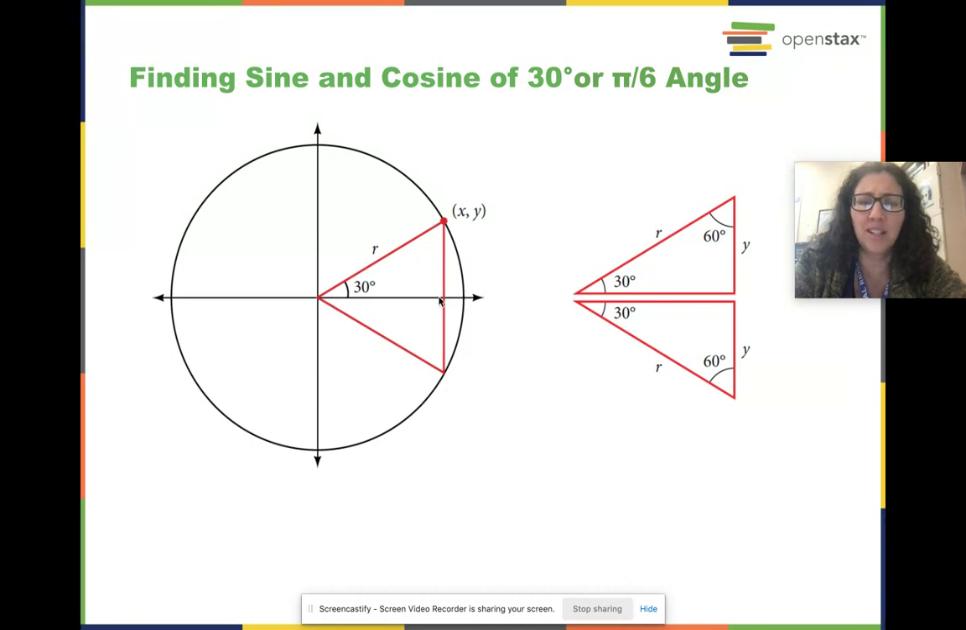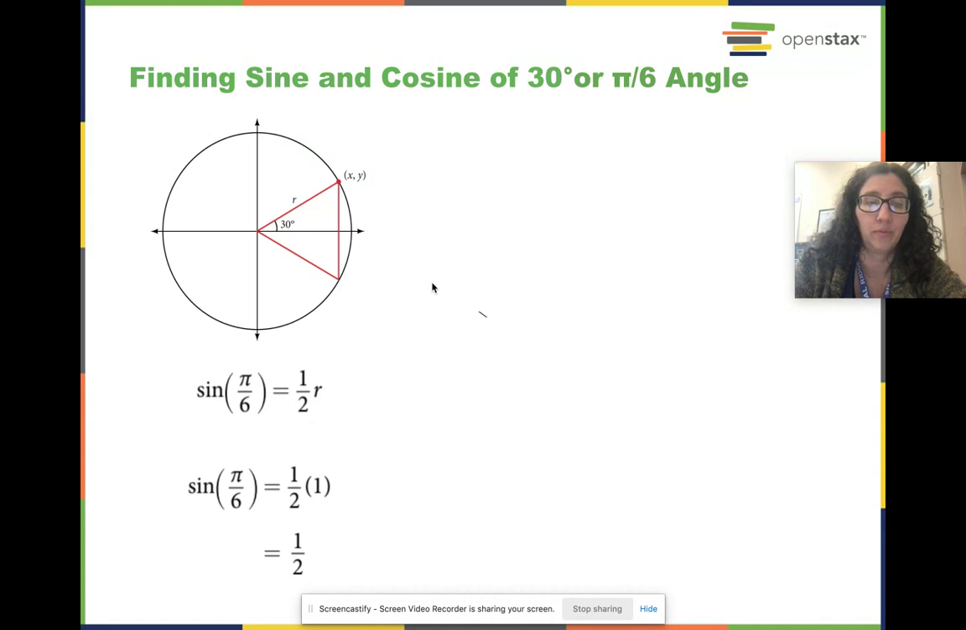What we're interested in is this side and this side specifically. We want to know what cosine of 30 degrees and sine of 30 degrees are. But this is very helpful information. If this side is 1, this side is 1, and that means this side is 1/2. So we're going to talk about this as pi sixths now. So sine of pi sixths, this is 1/2 of that radius. But since our radius is 1, sine here is 1/2.